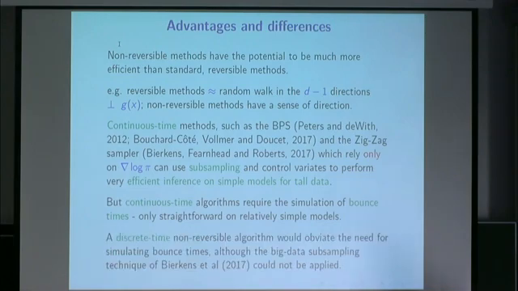So if we had a discrete time non-reversible algorithm, then we wouldn't need to simulate bounce times. We'd be moving through the space in a nice, purposeful manner. That would be great. I wouldn't need to simulate from a Poisson process. But the disadvantage is I wouldn't be able to do this nice big data trick that Joris et al. have. So where we think our algorithm will target is more complicated targets, basically.